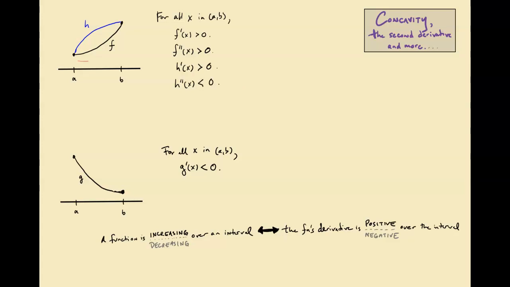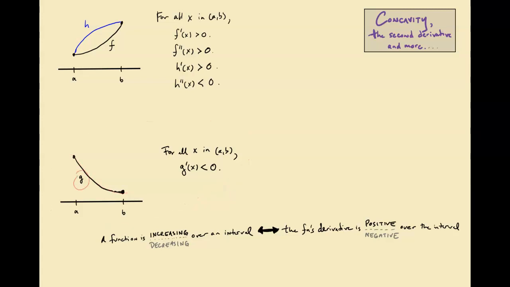So note well, f and h are both increasing functions, and therefore they both have positive first derivatives. But one of them has a positive second derivative, and the other has a negative second derivative throughout that interval. So just the fact that a function is increasing isn't enough to tell you anything about the sign of its second derivative. This is a more subtle relationship. Let's see if we can understand this idea down here.